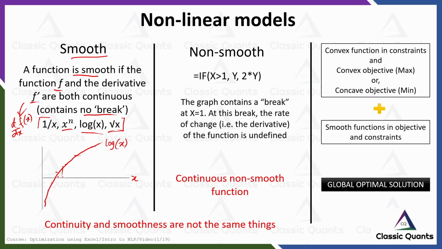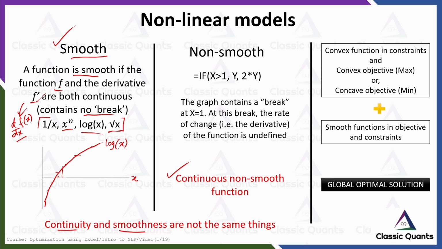And if you plot the ddx of log x, that means the f prime or the derivative of log x, then you will also find that the derivative is continuous. So since both log x and its derivative are continuous, we can say that log x is a smooth function. Therefore, continuity and smoothness are not the same thing. Basically, continuity does not imply smoothness.